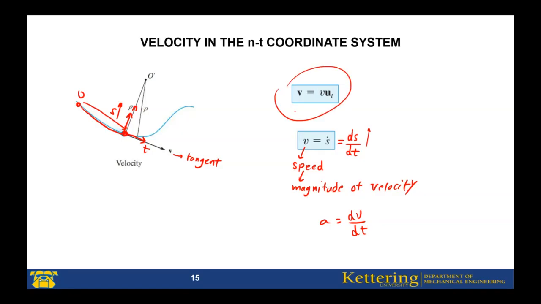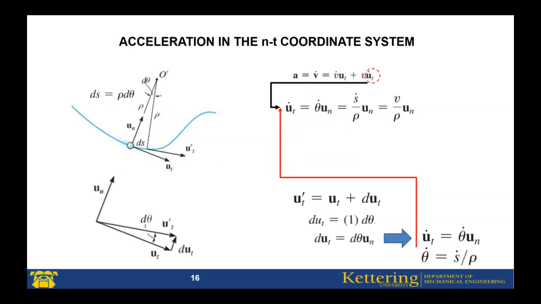I need to substitute this one into this equation and take the derivative. It looks easy, but do not panic. This is the reason I prepared you. This is how we can find the acceleration. I just plug in the derivative of velocity into this.